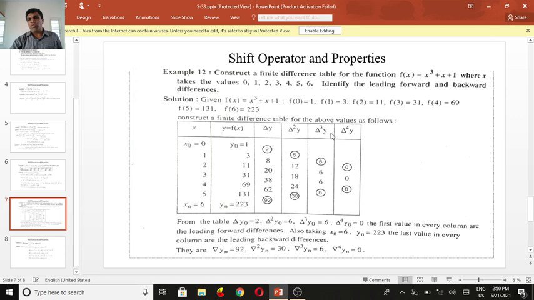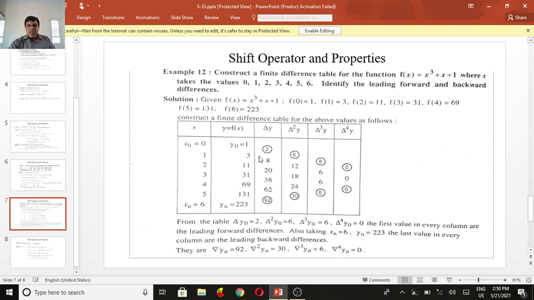Again, del cube y. So, 12 minus 6 is 6. Again, 18 minus 12 is 6. 24 minus 18 is 6. Again, 30 minus 24 is 6. Again, we come to 6 minus 6 is 0, 6 minus 6 is 0. So, we get a constant here.